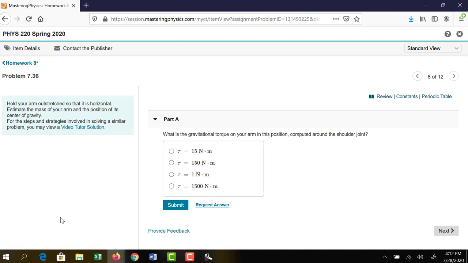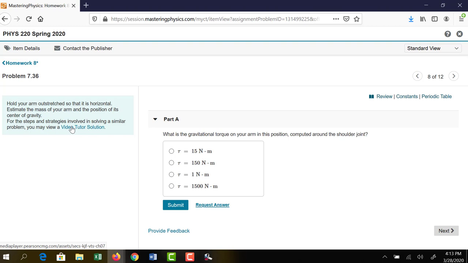Okay, so let me just say a few words about this one. And if you notice, there's a video tutor solution here. So check this out. Hold your outstretched arm so that it is horizontal. Estimate the mass of your arm, and the position of the center of gravity of your arm. If you think about your arm, there's more mass towards your shoulder, less mass towards your fingertips. So the center of gravity is not right in the center. It's probably closer to your shoulder.